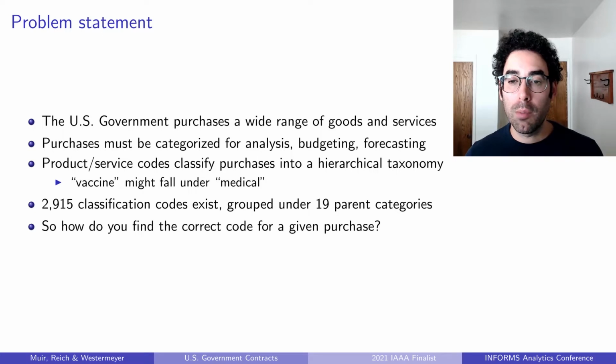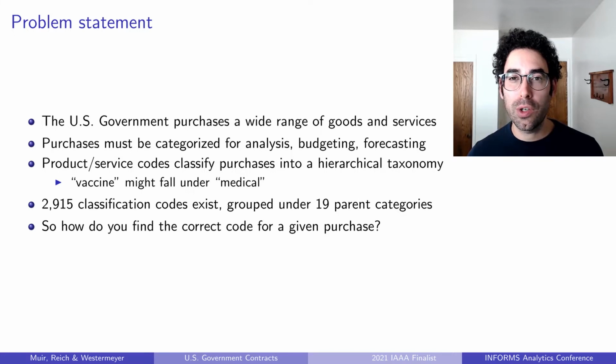So the U.S. government purchases a wide range of goods and services, and those purchases are categorized for analysis, budgeting, forecasting, and other purposes. They're classified using product service codes into a hierarchical taxonomy. For example, if you're going to purchase vaccines, that might fall under the category medical. There are 2,915 classification codes in the US government's taxonomy, and those are grouped under 19 parent categories.